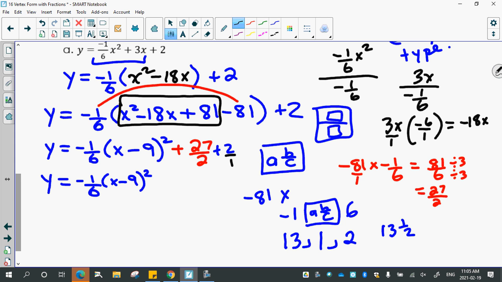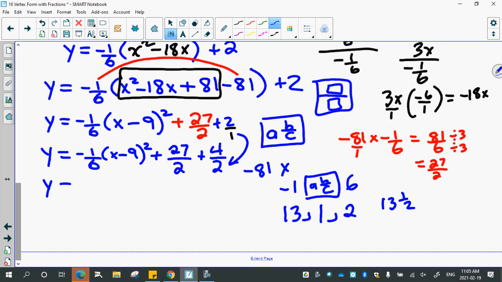So my common denominator is going to be 2. So plus each out of 2, so 27 out of 2, because that already had 2 as the denominator. Here I had to multiply the bottom by 2, so the top becomes 4. Okay? So I'm adding those together. And that's going to give me 31 over 2.